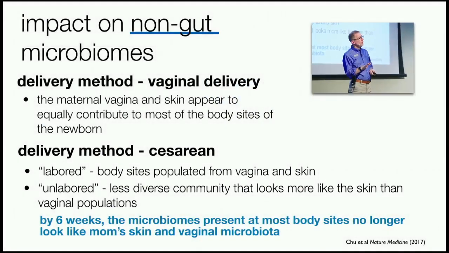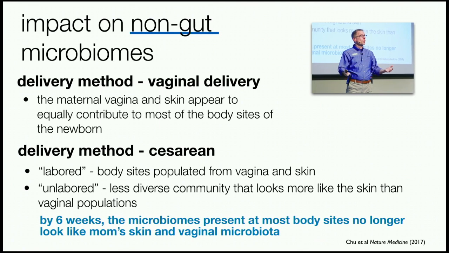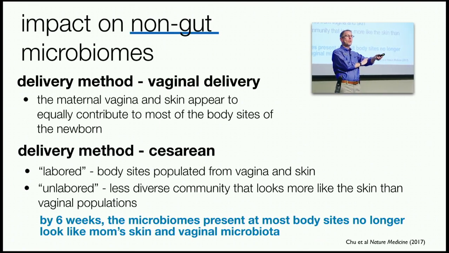By 6 weeks of age, the microbiomes of your skin have formed individual niche communities. So at birth, and in the first few weeks after birth, you don't see a whole lot of difference between the bacteria that are in the crook of your elbow and the bacteria that are on your thigh and the bacteria that are behind your ear.